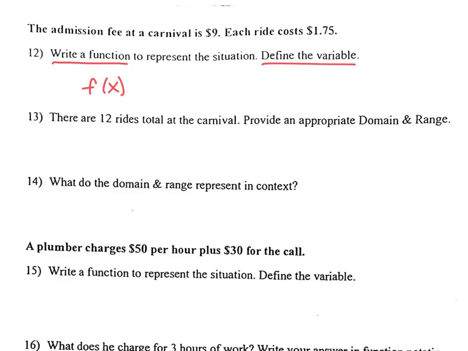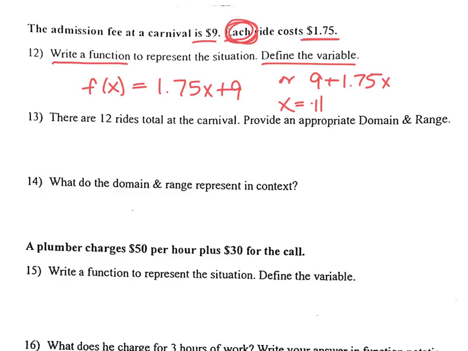So it says admission fee is $9. Each ride, that's one of those keywords, costs $1.75. So that means I'm going to write $1.75x plus 9. Or you could write 9 plus 1.75x. Either way is going to be considered correct. You want to say what x stands for, which is the number of rides, because it says each ride.